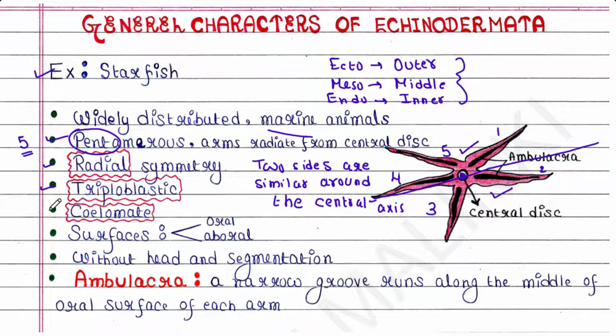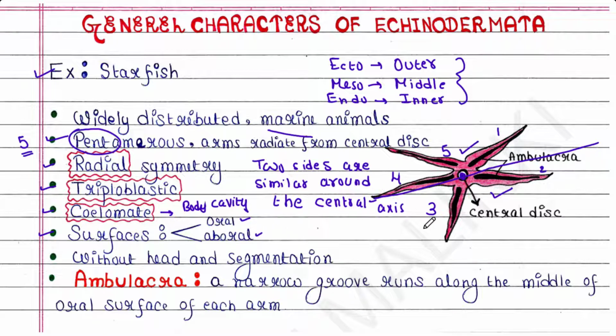They are coelomates. That means they have body coelom. Body coelom is nothing but the body cavity. So they have body cavity, that is coelom. Hence they are coelomates. 2 surfaces are present in their body: oral surface and aboral surface.